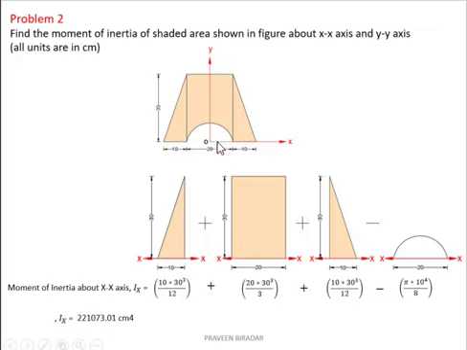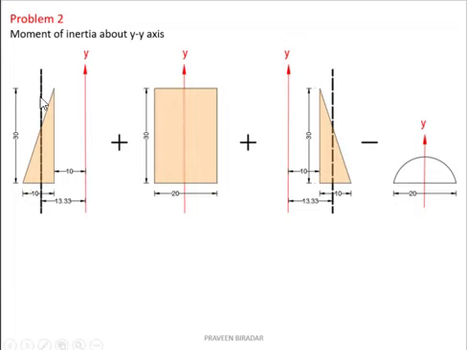Similarly, I need to find moment of inertia about y-axis. So this is the centroid. From this y-axis up to the face of the triangle is 10. But from the base, it is 1/3 of 10, that is 3.33. The total distance from individual centroid to global centroid is 13.33. For the rectangle, the y-axis is passing through the centroidal axis. For the triangle, similarly, first case. And last, for the semicircle, it is passing through the centroid itself.